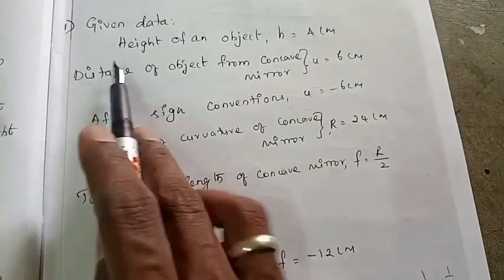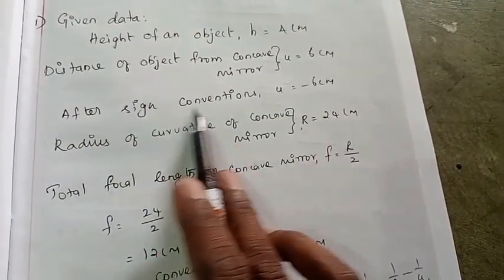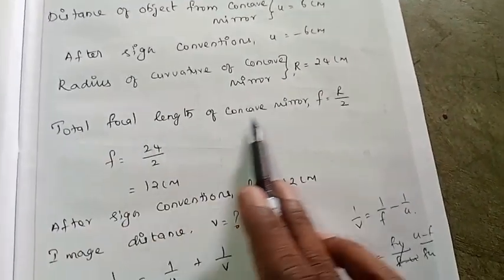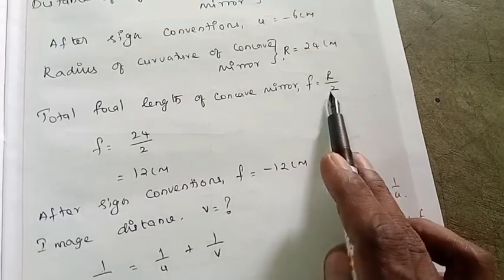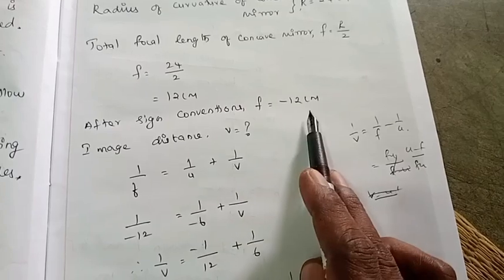So the first given data: the height of the object h is equal to 4 cm. Distance of the object from the concave mirror u is equal to 6 cm. After sign convention, u is equal to minus 6 cm. Radius of curvature of the concave mirror r is equal to 24 cm. Focal length of the concave mirror f is equal to radius of curvature divided by 2. So f is equal to 24 divided by 2, 12 cm. After sign convention, f is equal to minus 12 cm.